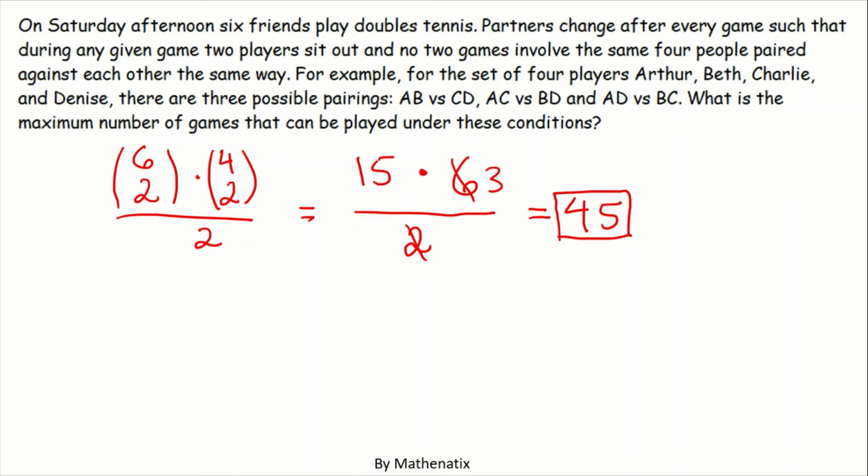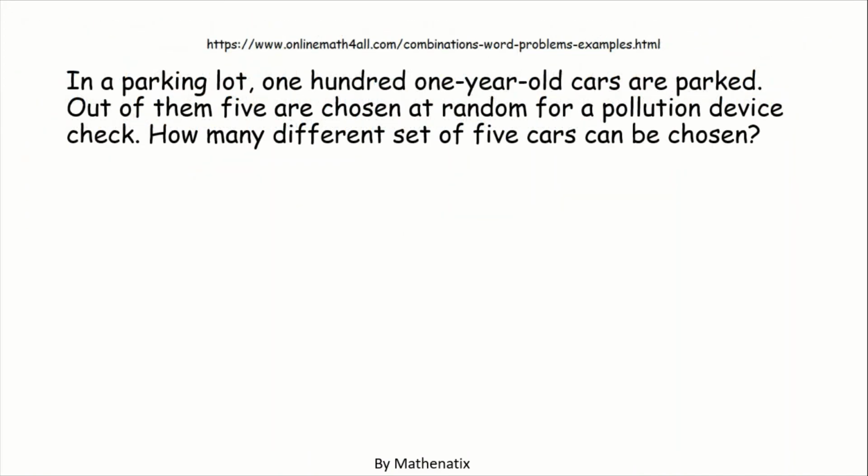So this is a great example of a combinatorial problem, or a combinatorics problem. So let's try another combinatorics problem. So the problem asks, in a parking lot, 100 one-year-old cars are parked. Out of them, 5 are chosen at random for a pollution device check. How many different sets of 5 cars can be chosen? Well, we have that there's a parking lot with 100 cars. So we have 100 cars.